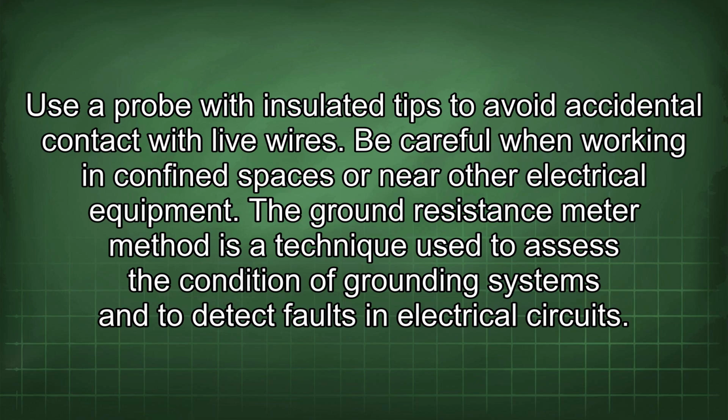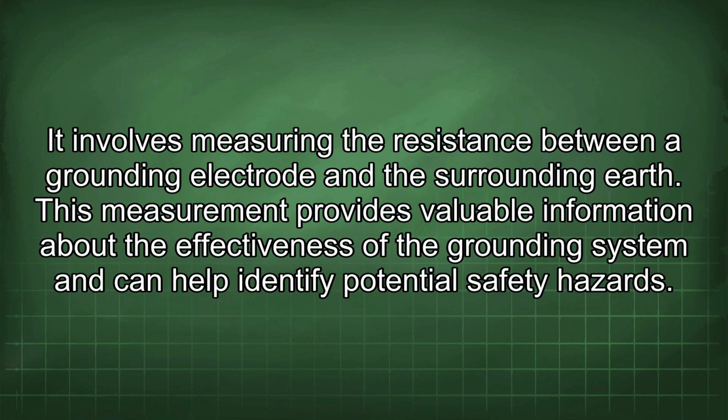The ground resistance meter method is a technique used to assess the condition of grounding systems and to detect faults in electrical circuits. It involves measuring the resistance between a grounding electrode and the surrounding earth. This measurement provides valuable information about the effectiveness of the grounding system and can help identify potential safety hazards.